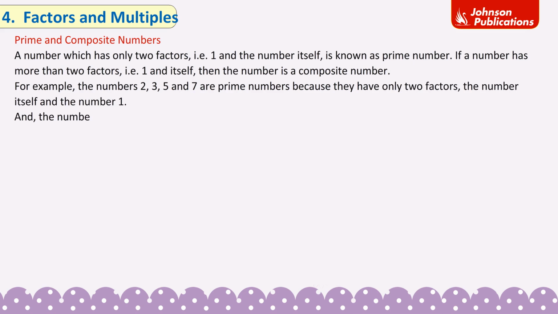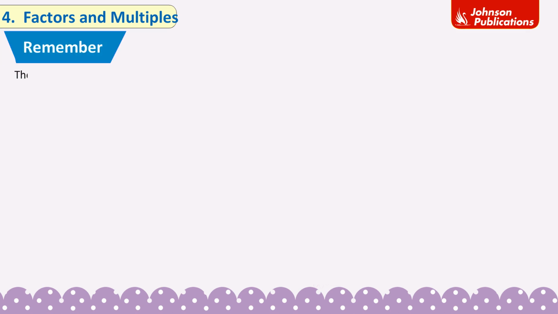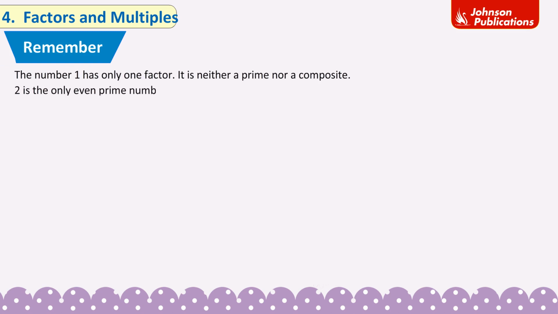And the numbers 6 and 4 are composite numbers. The number 6 has 4 factors, 1, 2, 3 and 6. The number 4 has 3 factors, 1, 2, 4. Remember, the number 1 has only one factor. It is neither a prime nor a composite. 2 is the only even prime number. All prime numbers are odd except the number 2.